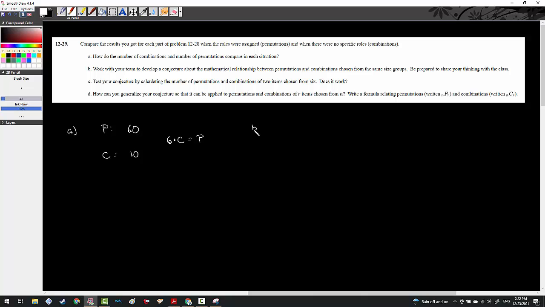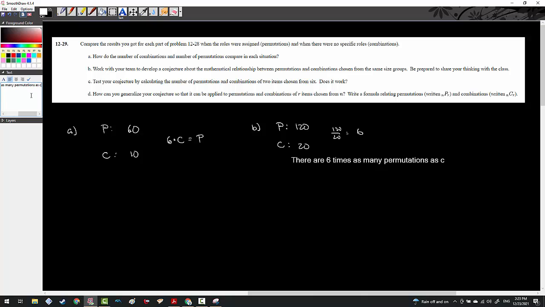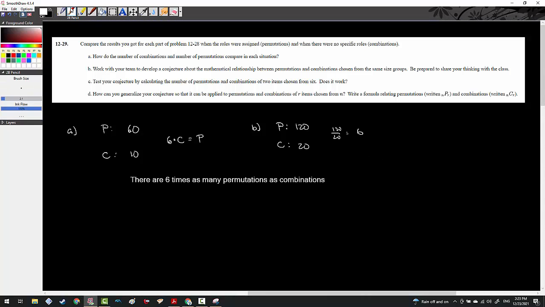In situation B, for the permutation, we had 120, and for the combination, we had 20. So if I was to divide them out, it looks like 6 again, right? 120 over 20 would be 6. So it looks like there were 6 times as many permutations as combinations. So I'll go and type that out. So there are 6 times as many permutations as combinations. And then in the last situation, that way we're not confused here.